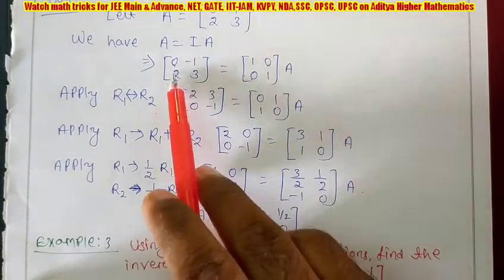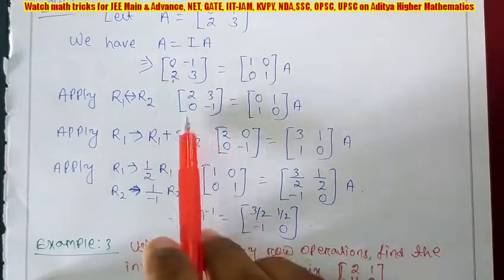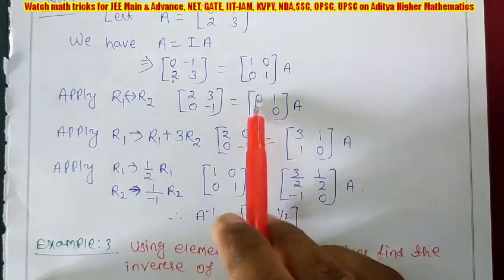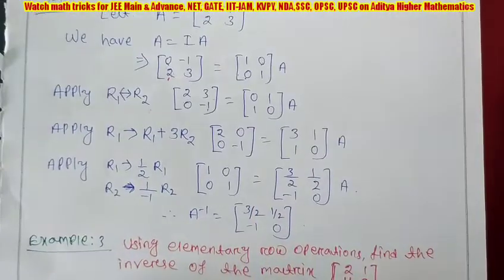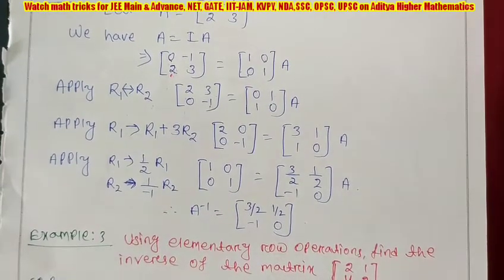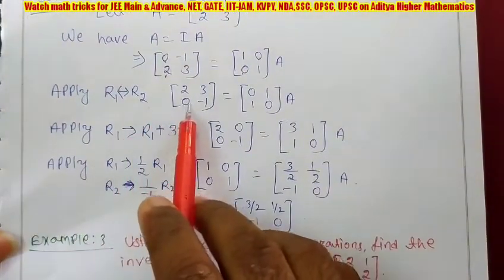Since we need here element 0, if you interchange, then 2, 3 will go to first row and 0 minus 1 will come to second row. And similarly, you interchange here also, 0, 1 first row, 1, 0. So if 1, 0 given, you can interchange, but in that previous question, all are non-zero given, so we have used some operations.